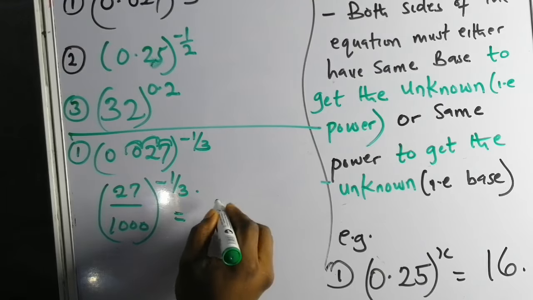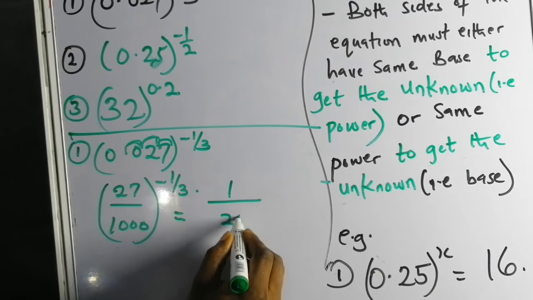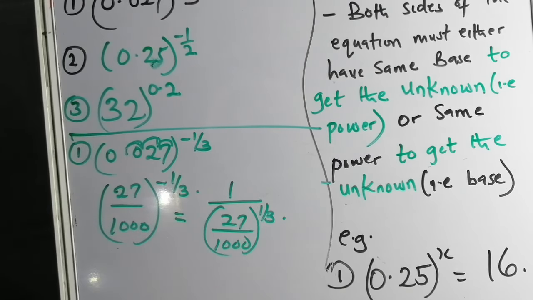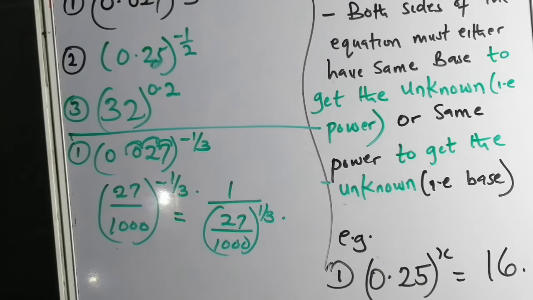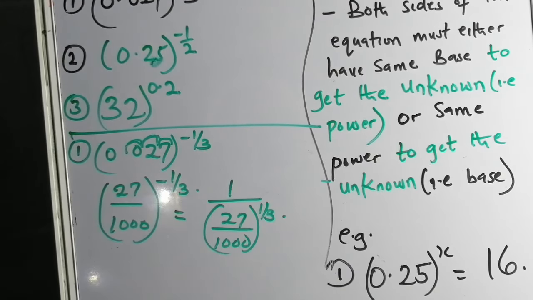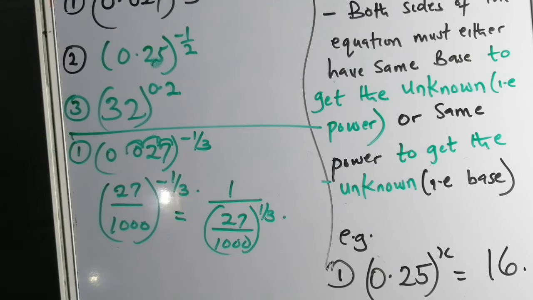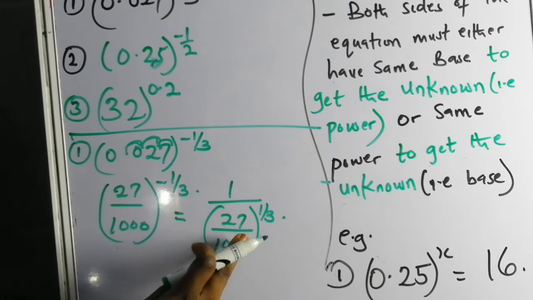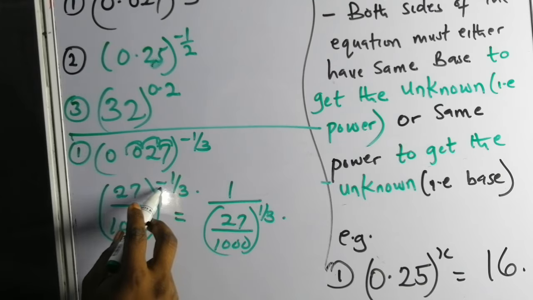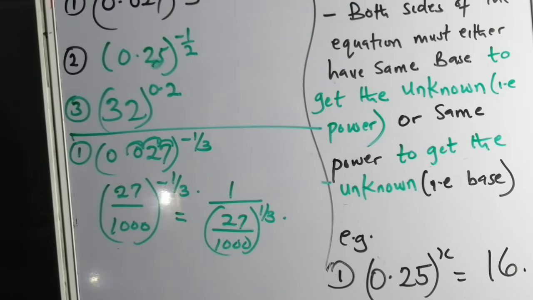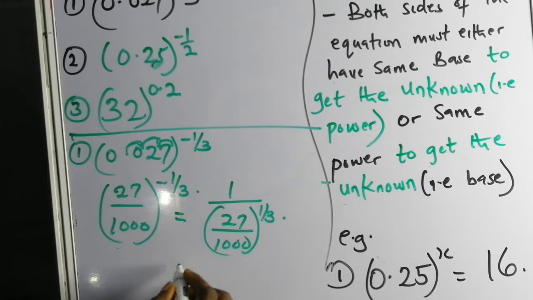This is the same thing as saying 1 all over 27 over 1000, all raised to the power 1 over 3. I've mentioned this when you have fractions under the power of indices in part 2 or part 1. When you have minus 1, it is the same thing as 1 all over that particular figure you're dealing with, but the figure here is 27 over 1000. So I've removed the minus, and it has turned to 1 all over. It's part of the laws of indices. Please go through them if you've not, so that you can understand this part very well.